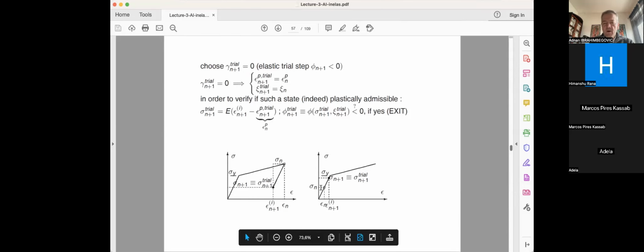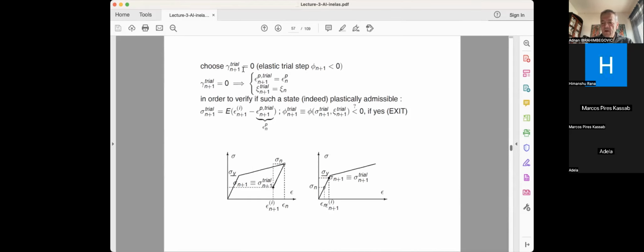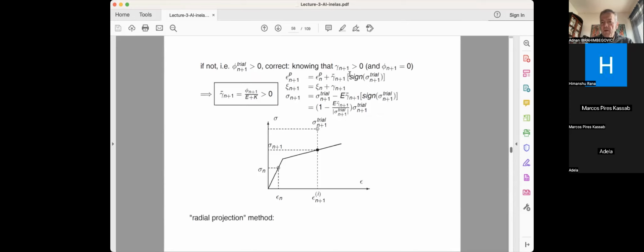How would I know if I'm wrong? Well, if I take phi n+1 trial and I find a positive value, which was the case I already alluded to in the explicit computation. Now, this time around, I know how to correct. I say, no, this cannot be possible. Phi n+1 trial cannot be positive. My guess of gamma n+1 equal to 0 is wrong. Now I know that gamma n+1 is positive.